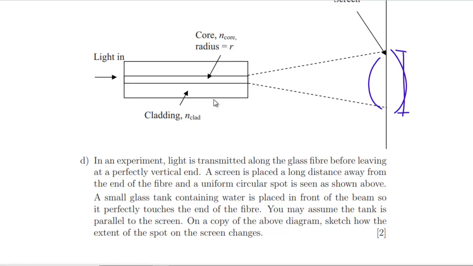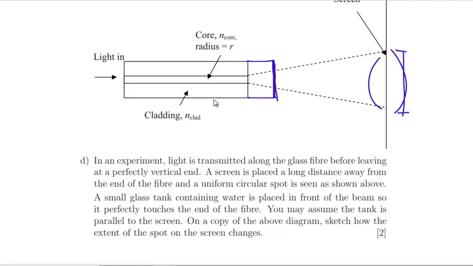So a small glass tank containing water is placed in front of the beam so it perfectly touches the end of the fiber. You may assume the tank is parallel to the screen. Sketch how the extent of the spot on the screen changes. Okay, so they're putting a small tank. Right, so we're just putting some water here, pretty much. Okay, that's meant to be vertical, so everything's parallel.